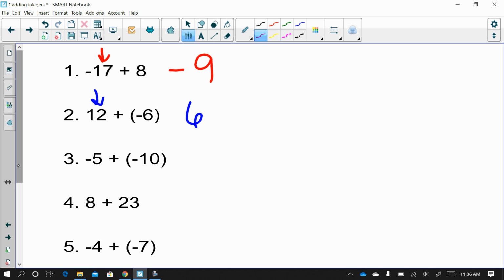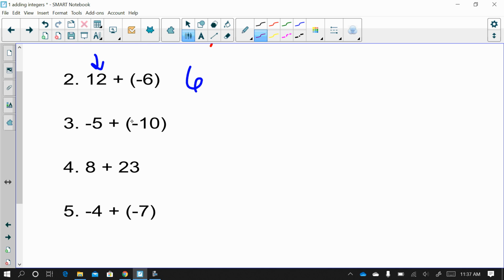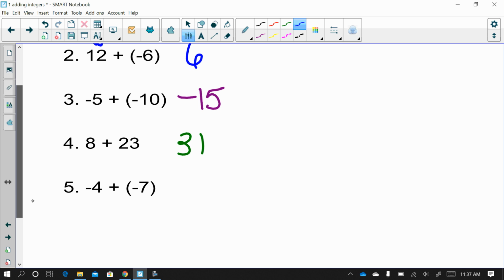Okay, number 3. Ooh, signs are the same. So all we need to do is add. 5 plus 10 is 15. Check your signs. They're both negative, so my answer is negative. Okay, number 4. Oh, signs are the same. We just add. 23 plus 8, 31. And number 5. Oh, signs are the same. We just add. It's 4 plus 7. 4 plus 7 is 11. Check the signs. They're both negative, so my answer is negative. That's all there is to it.